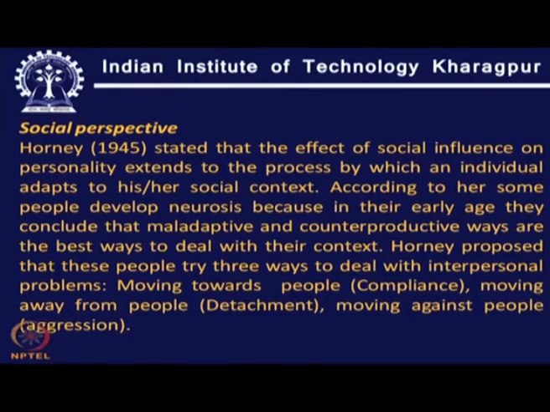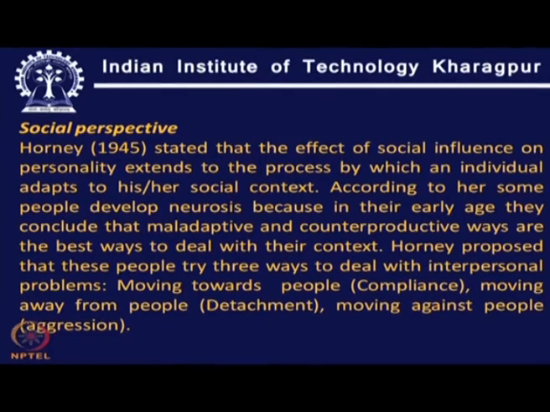Social perspective. Horney in 1945 stated that the effect of social influence on personality extends to the process by which an individual adapts to his or her social context. According to her, some people develop neuroses because in their early age they conclude that maladaptive and counterproductive ways are the best ways to deal with their context. Horney proposed that these people try 3 ways to deal with interpersonal problems: moving towards people, which is compliance; moving away from people, which is detachment; and moving against people, which is aggression.